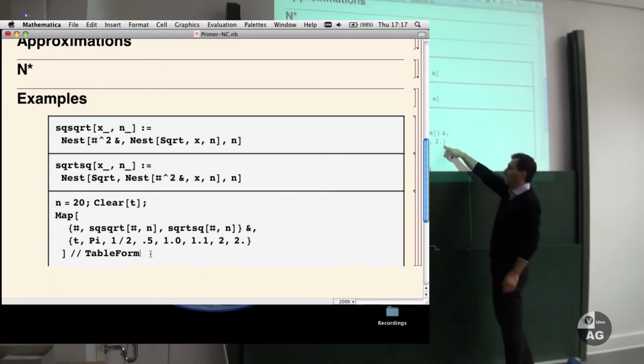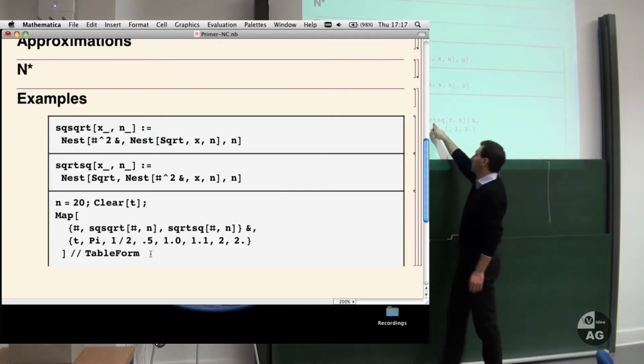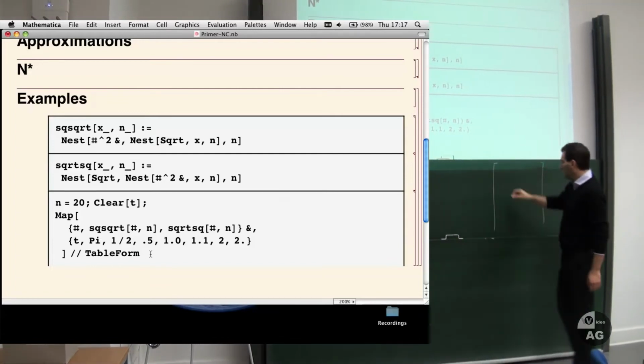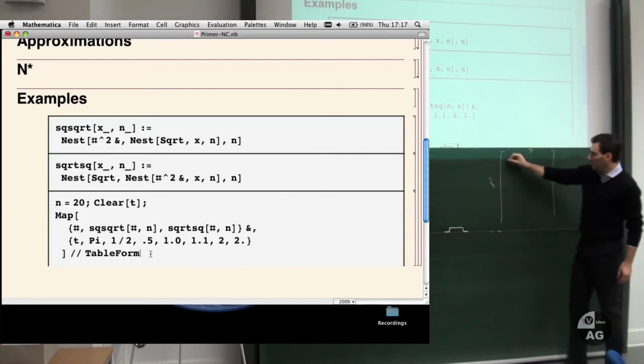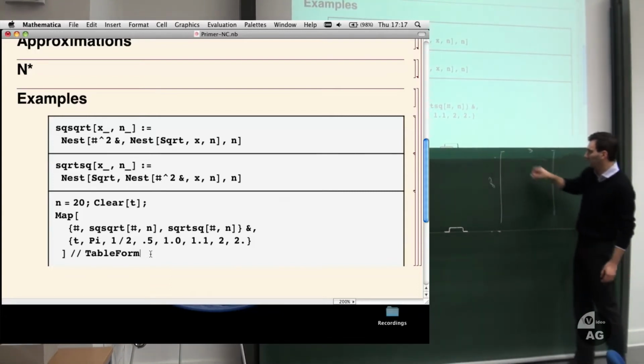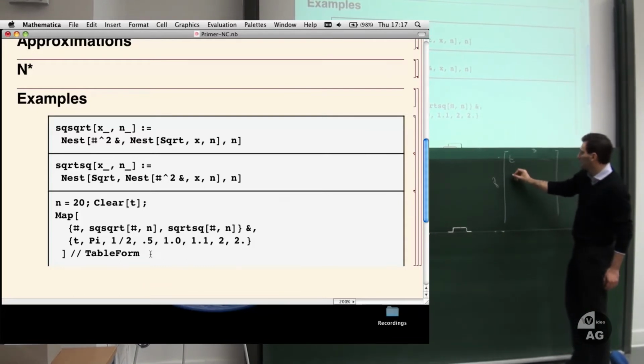We have a list of 8. For each entry, we will create 3 entries. So we will have an 8 by 3. Okay? And I'm asking you guys to predict the first row. Well, I can tell you this is going to be t, this is going to be pi, 1/2, and so on.